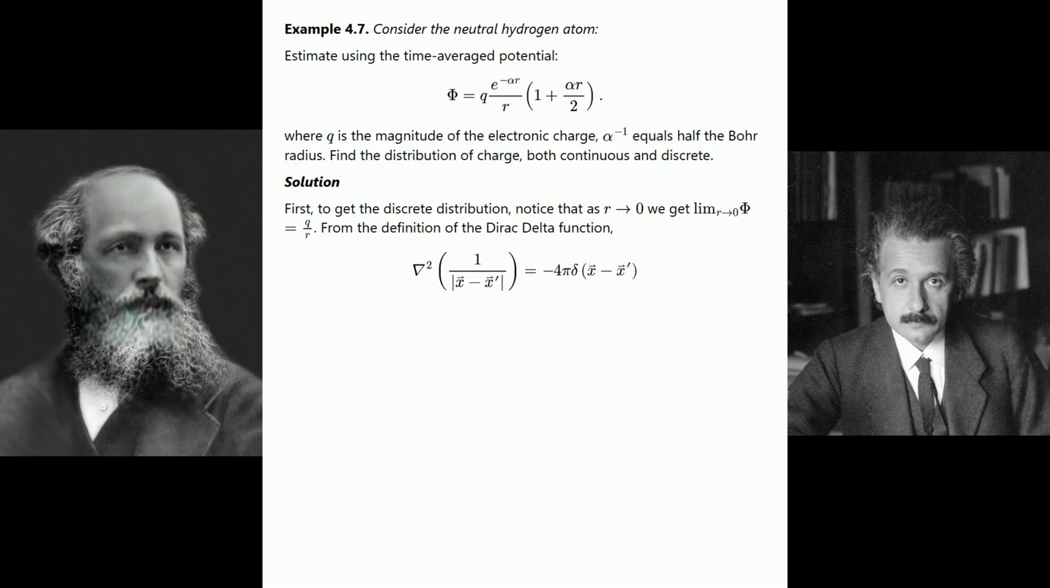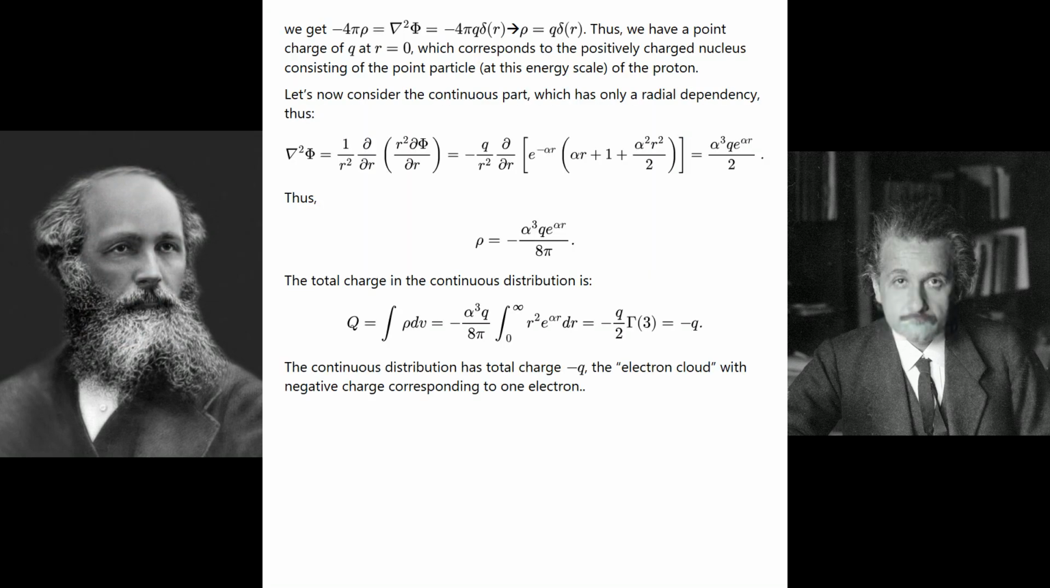Solution. First, to get the discrete distribution, notice that as r goes to 0 we get the limit as r goes to 0 of phi equals Q over r. From the definition of the Dirac delta function, see the equation shown. We get -4 pi rho equals gradient squared phi equals -4 pi q delta of r, so rho equals q delta of r. Thus, we have a point charge of q at r equals 0, which corresponds to the positively charged nucleus consisting of the point particle, at this energy scale, of the proton.